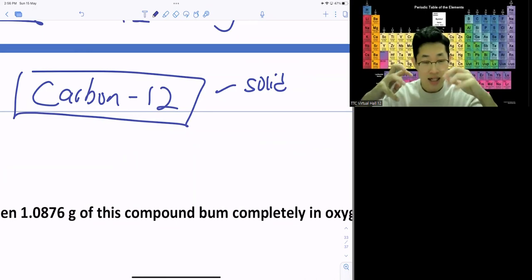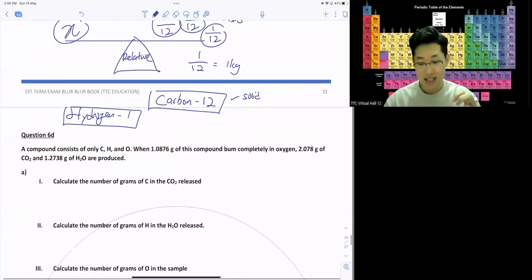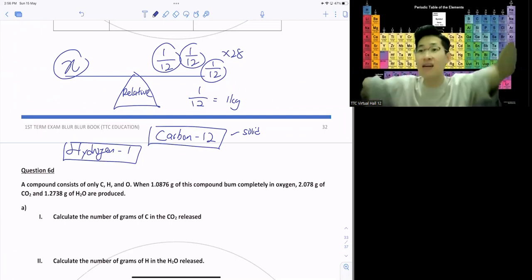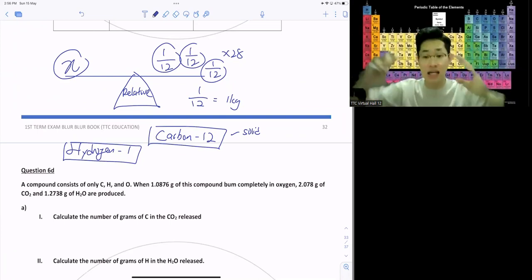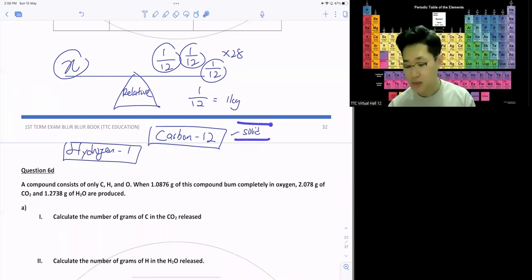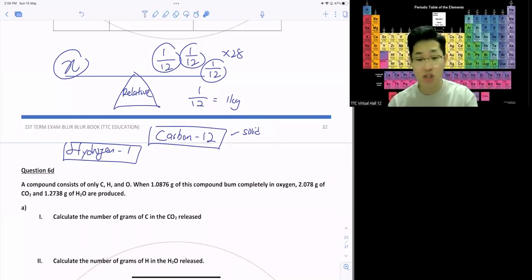And it is very easy to obtain because carbon is actually charcoal. You can find it everywhere, carbon. But hydrogen is very hard. In air, there is a lot of gas inside, oxygen, carbon dioxide, everything. So if you just want to extract the hydrogen out, it's hard. That's why they choose carbon 12. One of the easiest reasons is because it is a solid, easier to handle and easier to obtain.